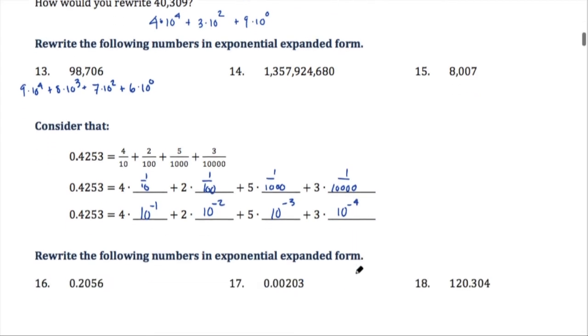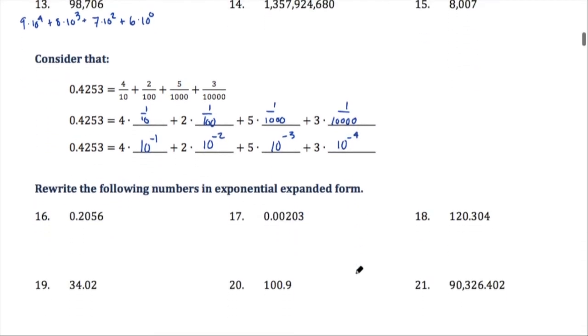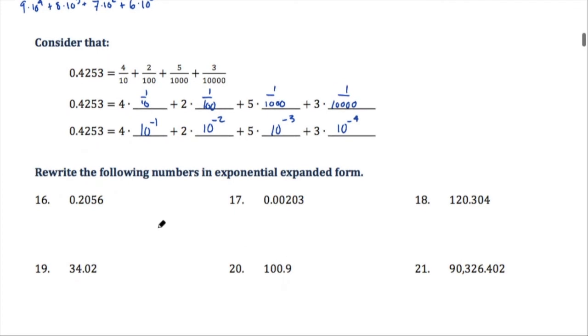So let's now look at a whole set of numbers like this and rewrite them in exponential expanded form. So 0.2056, well, that's 2 times 10 to the negative 1, plus, we have none in the 10 to the negative 2 place there. We have 5 times 10 to the negative 3, and we have 6 times 10 to the negative 4. Terrific. Let's skip around here.